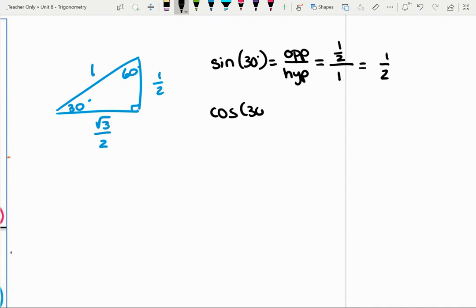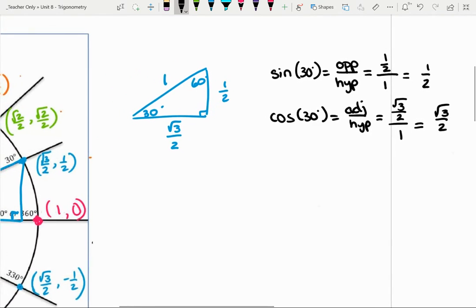Our cosine of 30 degrees is going to be the opposite divided by the, not the opposite, divided by the hypotenuse. I was just reading what I wrote above. The length of the adjacent side divided by the length of the hypotenuse. The adjacent side has a length of square root 3 over 2, and the hypotenuse again is 1, so that simplifies to square root 3 over 2. So we've got a sine of 1/2 and a cosine of root 3 over 2.